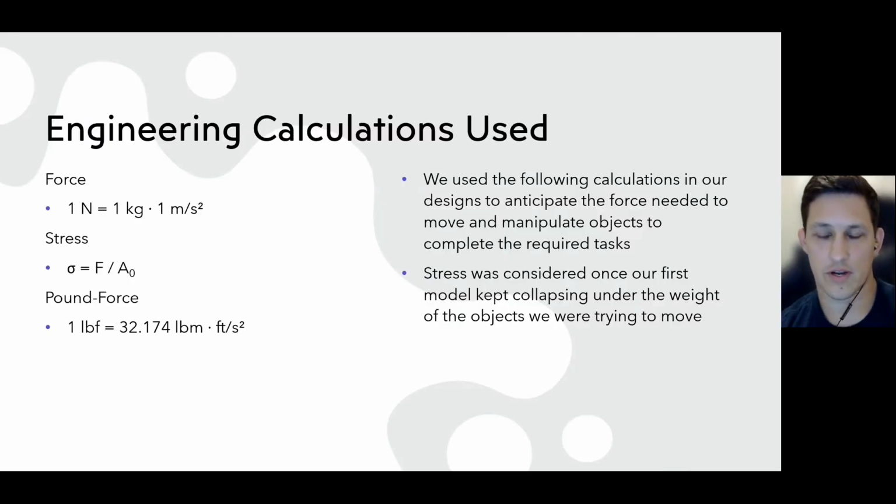All right, so the engineering calculations used by my team were force, stress, and pound force. Force, of course, is the amount of force, or newtons, it takes to move a 1 kilogram object 1 meter per second squared. Stress is calculated by dividing force by applied area, and stress is just the amount of force applied to an object, and that affects how much the object is going to bend.